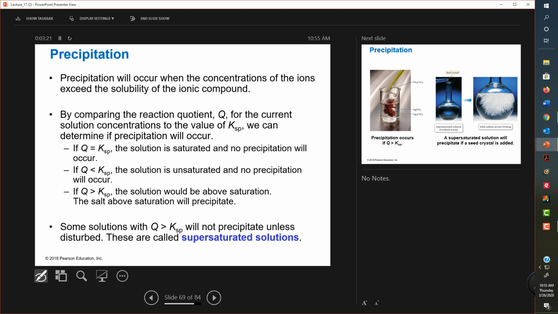If we look at the slide here, we've seen this over and over again. If Q is less than K, then the reaction will shift to the right, and more solid will dissolve.